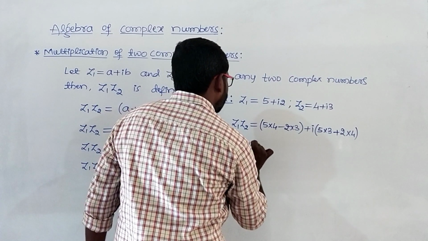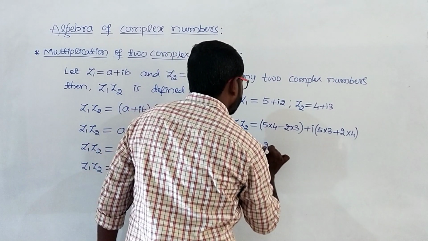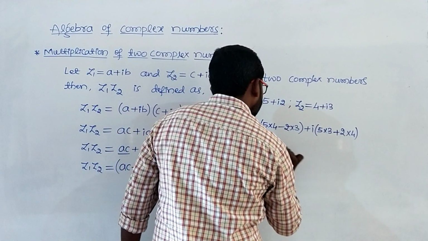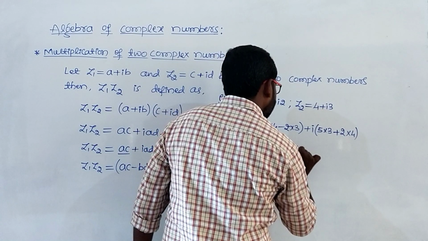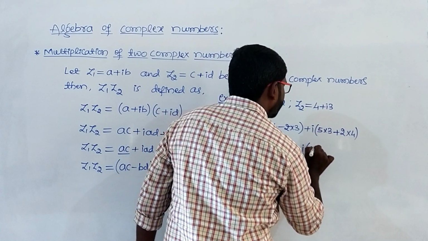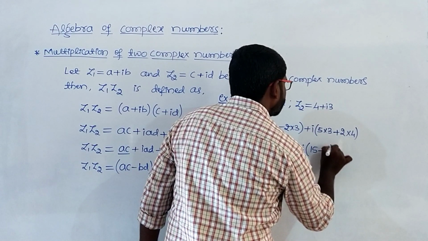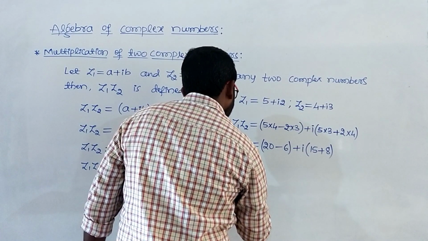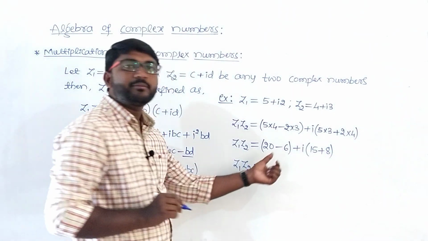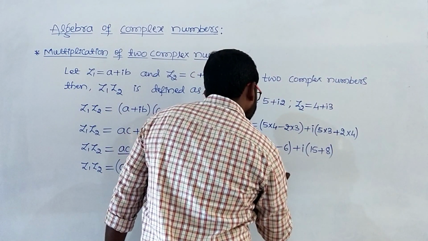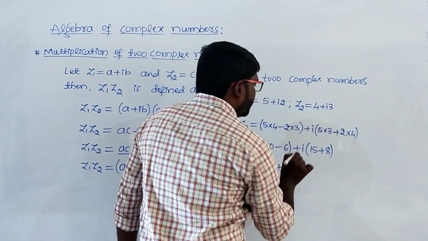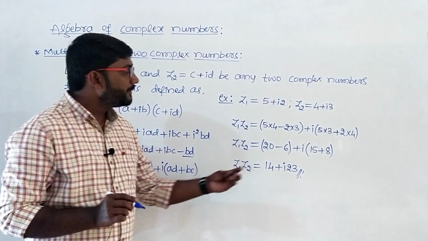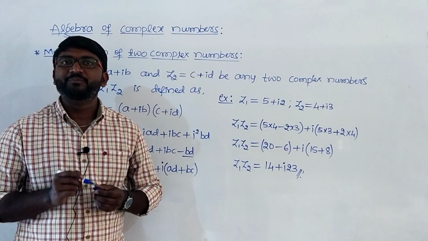Z1 into Z2 is equal to 5 into 4, it is 20, then minus 2 into 3, it is 6. Then plus i, 5 into 3 it is 15, plus 2 into 4 it is 8. Then Z1 into Z2 is equal to 20 minus 6 will be 14, plus i, 15 plus 8 will be 23. So this is the product of the two complex numbers.